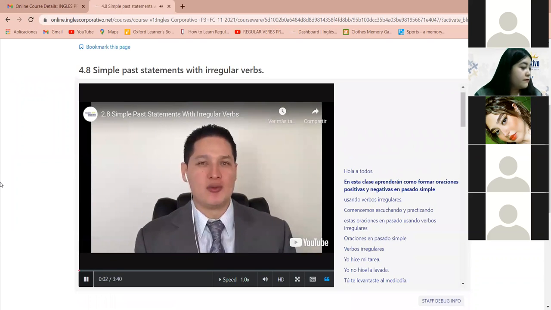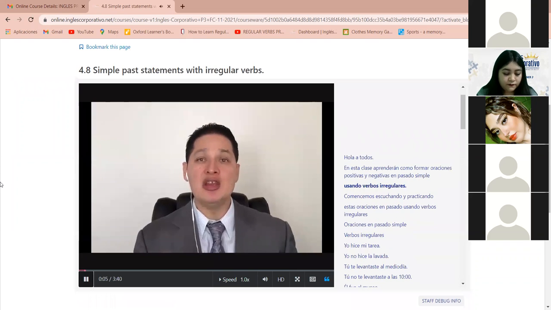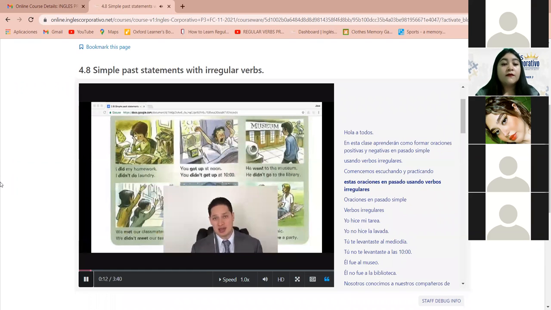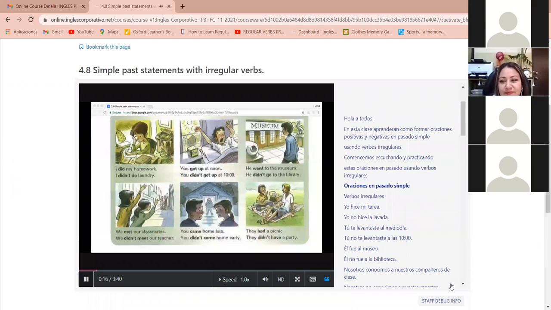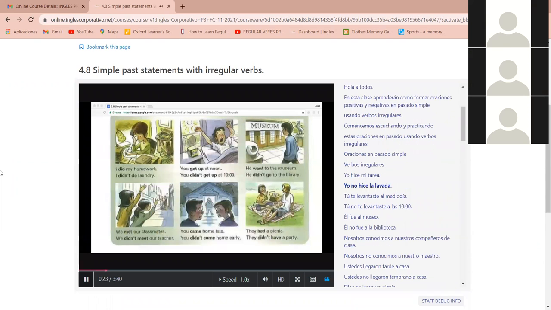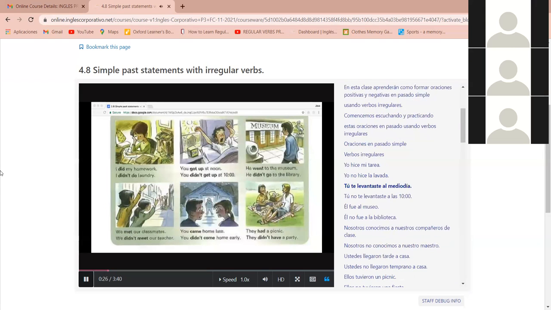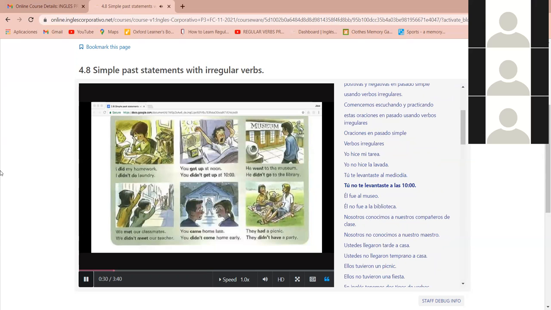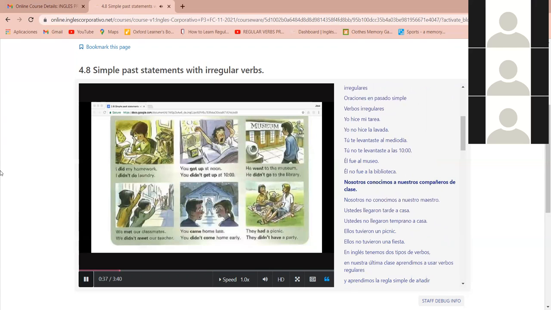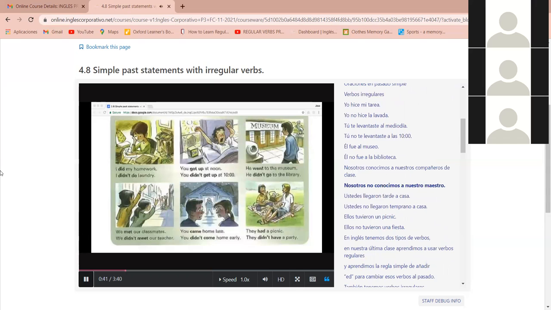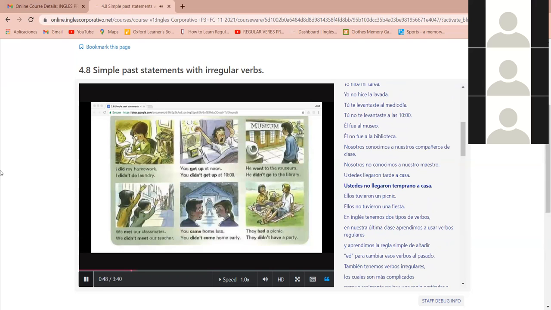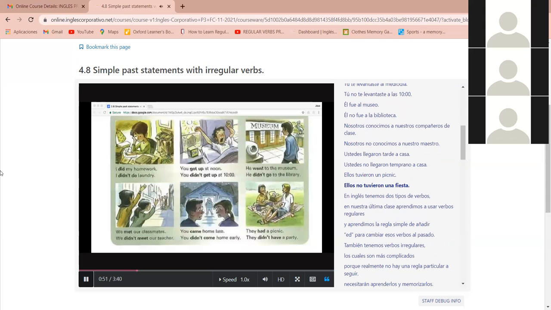Hi everyone, in this class you'll learn to form positive and negative statements using irregular verbs. Let's get started by listening and practicing the statements in the past using irregular verbs. Simple past statements, irregular verbs. I did my homework. I didn't do laundry. You got up at noon. You didn't get up at 10 o'clock. He went to the museum. He didn't go to the library. We met our classmates. We didn't meet our teacher. You came home late. You didn't come home early. They had a picnic. They didn't have a party.